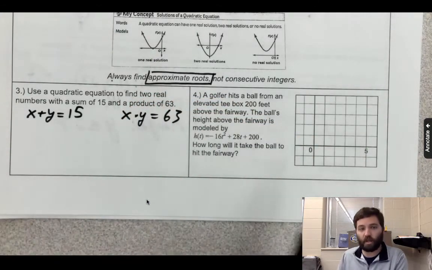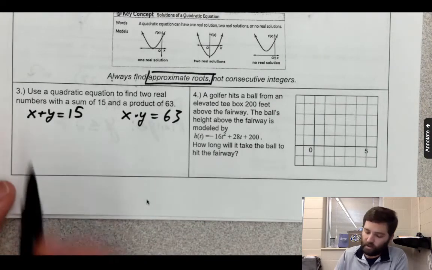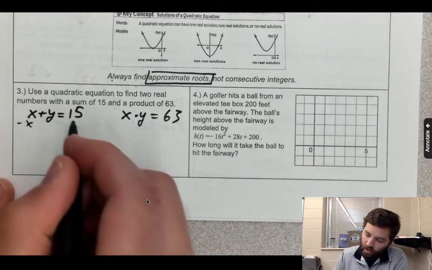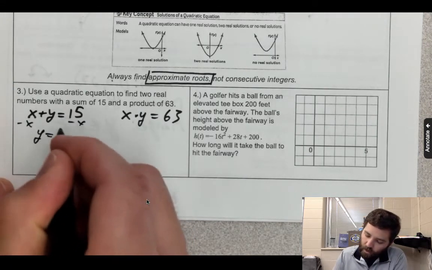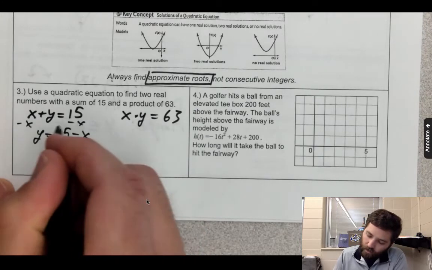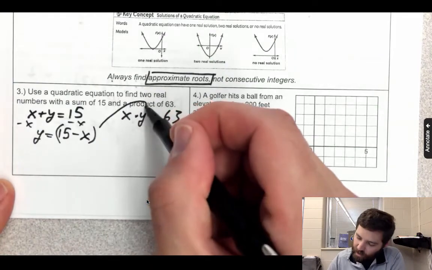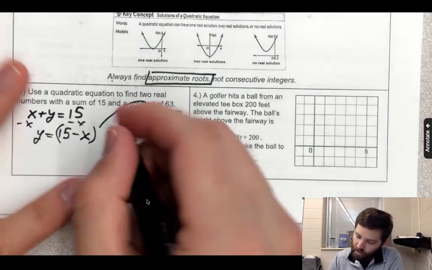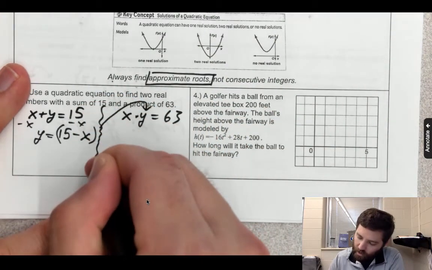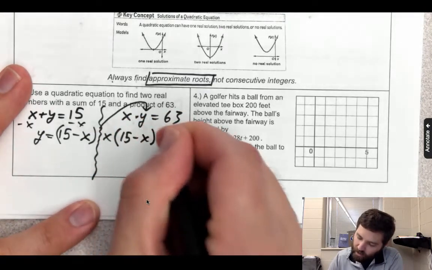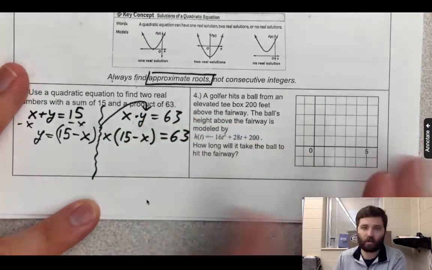All right, so I have two equations, two unknowns. What I'll do is solve one equation for x or y and plug it into the other equation. So I'll just take this first equation and solve it for y. You could have done it the other way. That would have been fine. And then I'm going to take this 15 minus x and I'm going to plug it in right here. So here is the equation that I get. x times 15 minus x equals 63, okay?